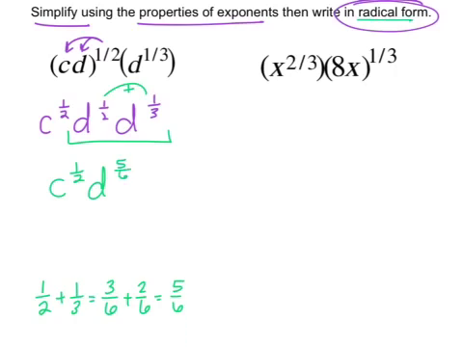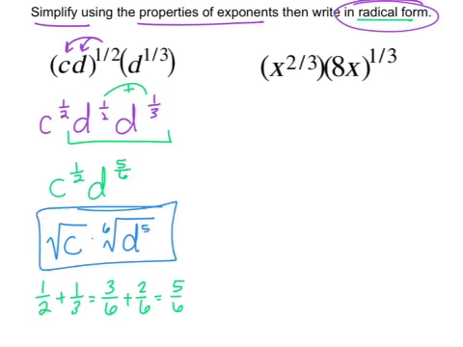Now we need to write it in radical form. So c to the 1/2 is the square root of c. D to the 5/6 is going to be the 6th root of d to the 5th. And there we go. And last but not least, x to the 2/3 stays. We're going to distribute this 1/3 power to those items. So we have x to the 2/3 times 8 to the 1/3 times x to the 1/3.